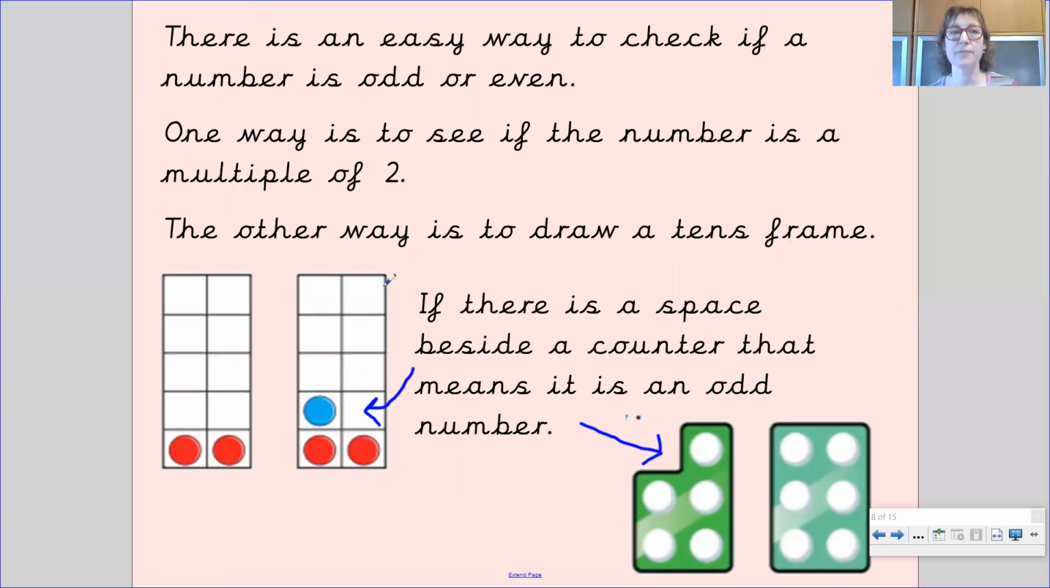So like I said, it's very easy to check whether a number is odd or even. And you know me, I don't like using the word easy, but it is easy. So you can see if the ones digit is in the 2 times table, or you can just look and see, is there an odd one out? Are they in pairs, or is there an odd one out? And that's all it is. If there's an odd one out, or if it's not in the 2 times table, it is odd. And if they're all in pairs and they're all happy and they're in the 2 times table, then they're even. And all you have to remember is which way around odd and even goes.